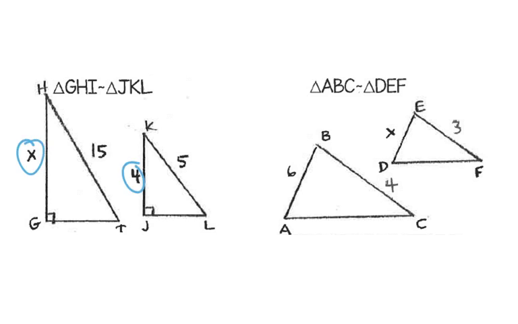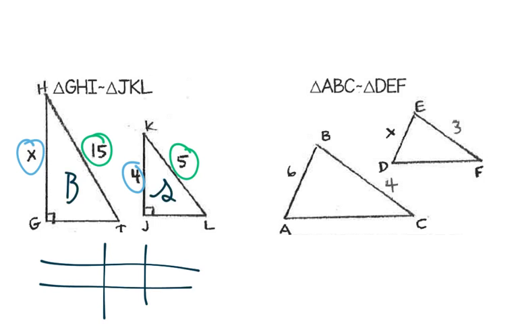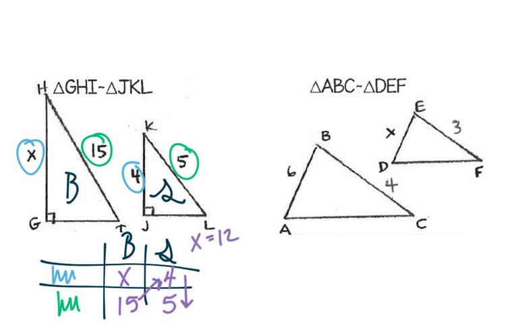All right, and our last two examples on this one. So X and 4 are corresponding, and then 15 and 5. So my tic-tac-toe is going to be kind of small down here. Big triangle, small triangle, blue side, green side. Big triangle blue side is X, big triangle green side is 15, small triangle blue is 4, small triangle green is 5. Cross multiply and divide, and you get X equals 12.